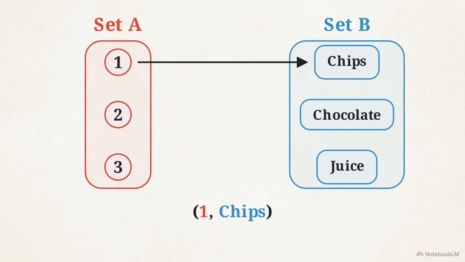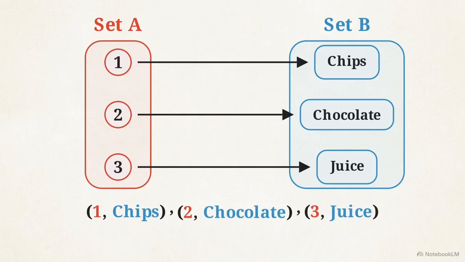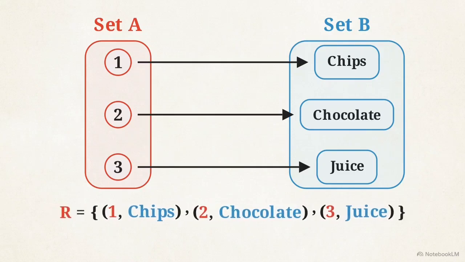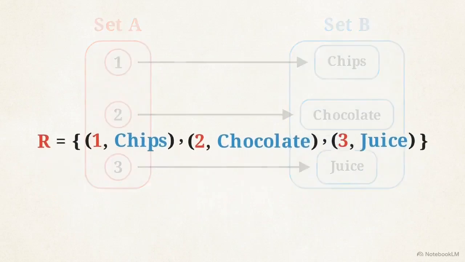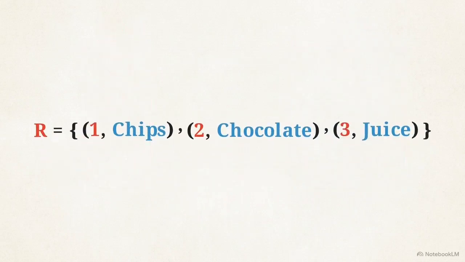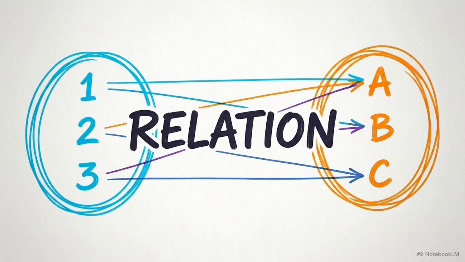between the two sets. In math, we write this specific connection as an ordered pair. If we map out all the possible button presses to their specific snacks, we get a collection of these ordered pairs. We call this complete list a relation. A relation is simply the mathematical rule describing how elements from one group connect to elements in another.